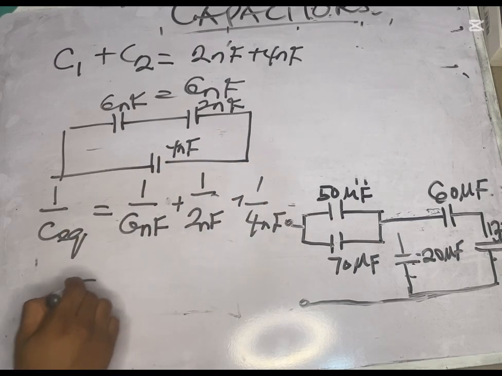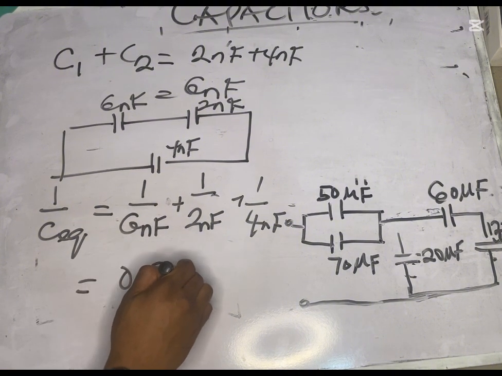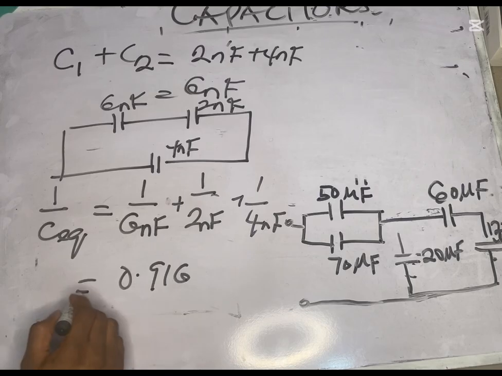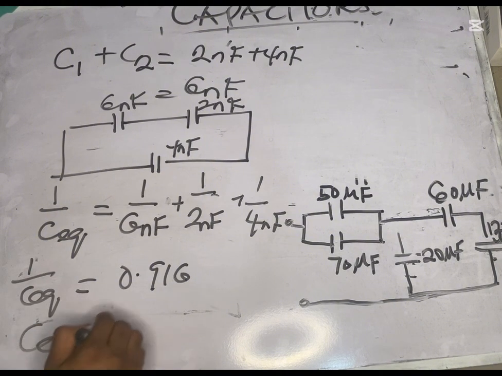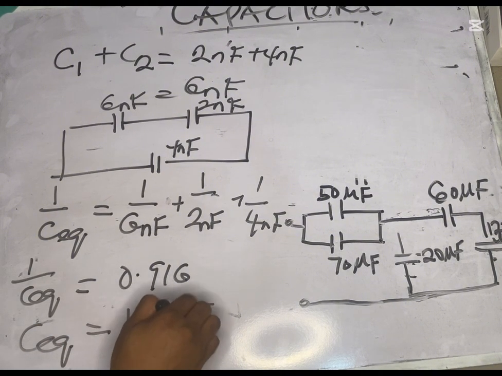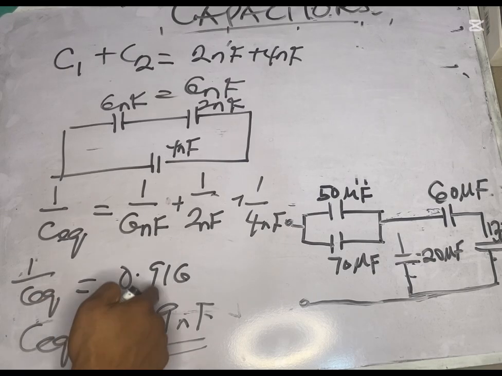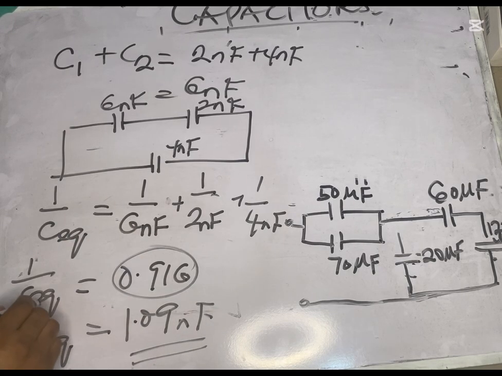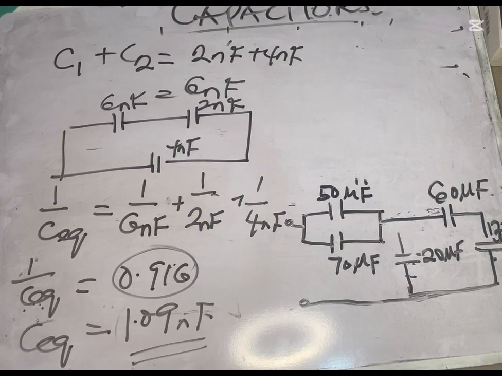If we add this, we get 0.916. So this is still 1 over Ceq, then we make Ceq, so we will now have to do 1 over this. Remember, to make Ceq, this one will go here, this one will come here. So Ceq, check your calculator, gives 1.09 nanofarad as our final answer.